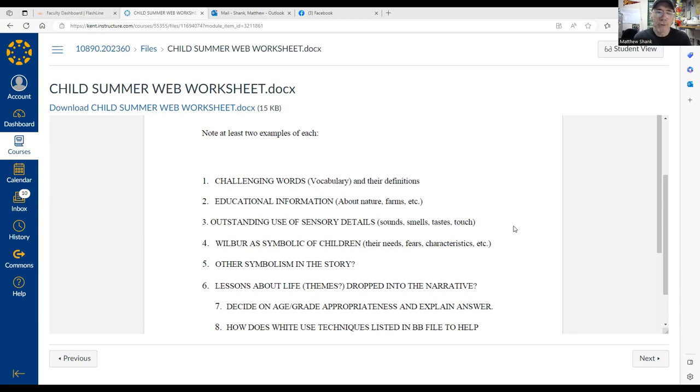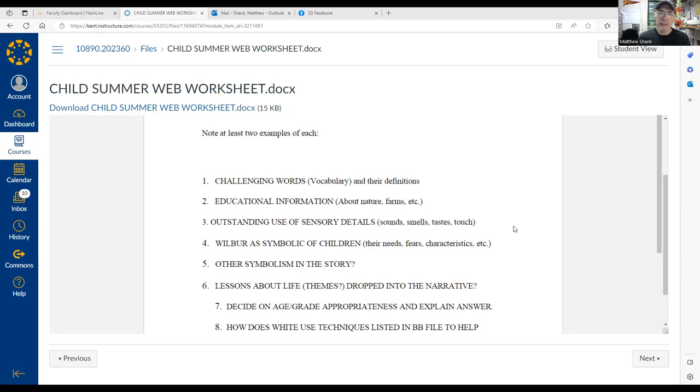All right, then number five is similar. Are there other things in the story that represent or symbolize something other than just what they appear to be? And you could apply that to characters or the setting. I think you could make the case that Charlotte is a very symbolic character. She's a spider, but she's more than a spider. I think she represents other things too. So you might ask yourself, if Wilbur represents the child in the story, who or what is Charlotte representing? So what are some other examples? Give me at least two other symbols or symbolic actions or characters that you find in the story.